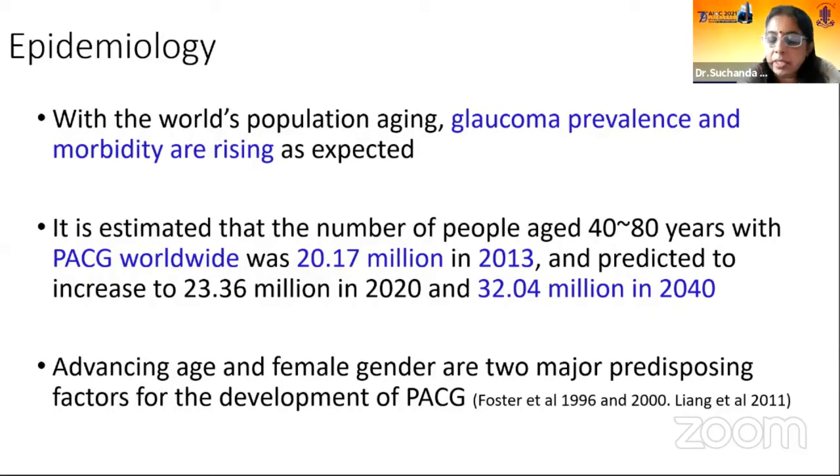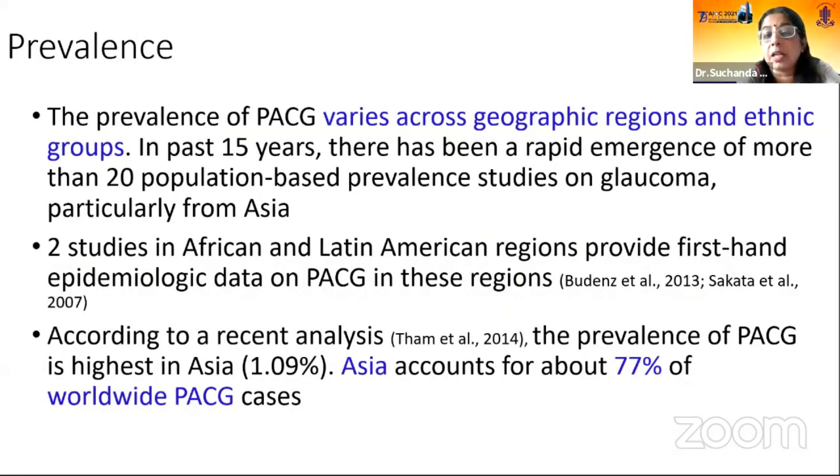Glaucoma prevalence is rising, and so is the morbidity. It is expected that in 2040, we will have a walloping amount of 32 million cases only of PACG. So PACD will be far more than that. Now, why? It has been seen that PACG varies across geographic and ethnic groups. And we in Asia happen to be one of those countries where there is a huge load of PACG cases. In 2014, Tham et al. said that Asia alone accounts for 77% of the worldwide PACG cases.